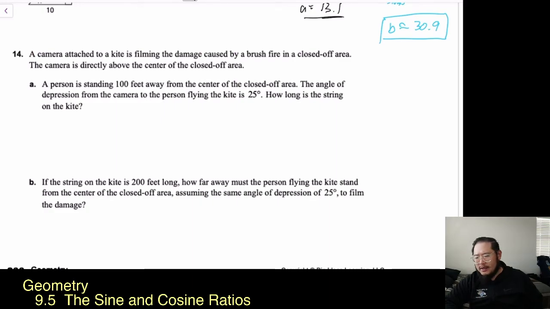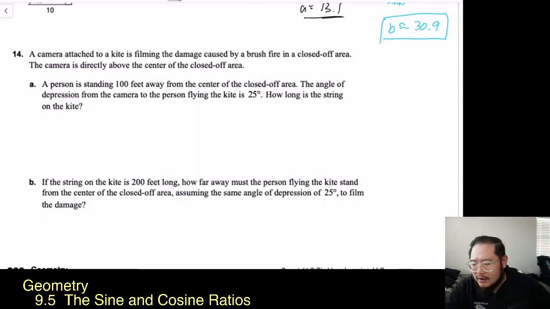So it says right here, the person is standing 100 feet away from the center of the closed off area, and then the angle of depression of the camera to the person flying the kite is 25 degrees. So how long is the string on the kite? Well, that's kind of interesting, right? It says the angle of depression from the camera, okay, to the person flying the kite. So let's think about this.